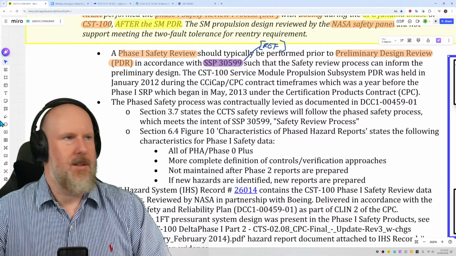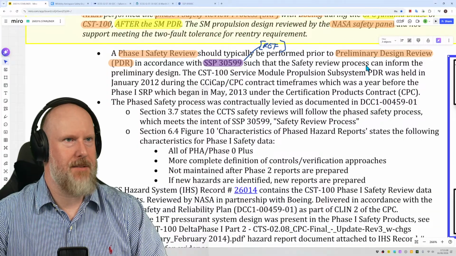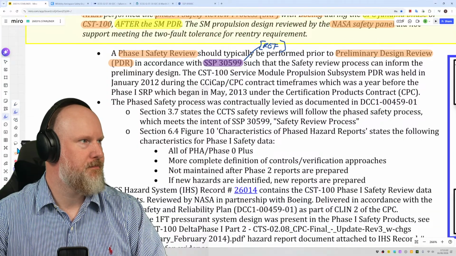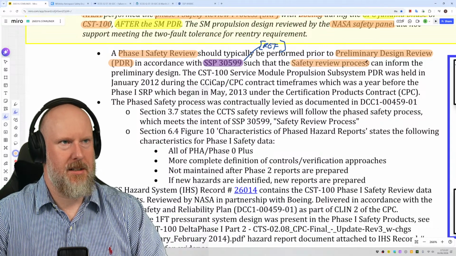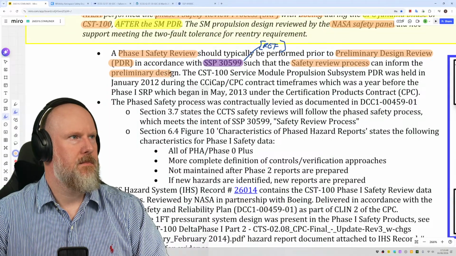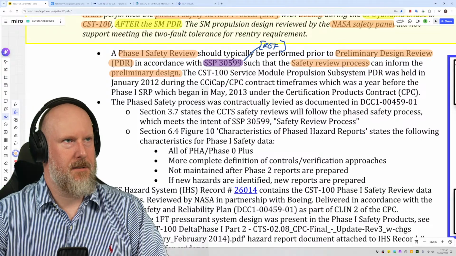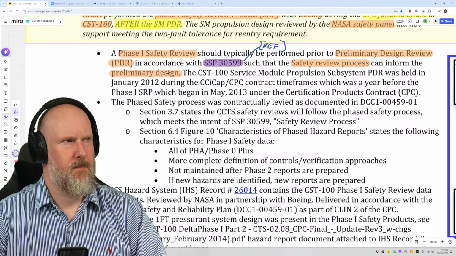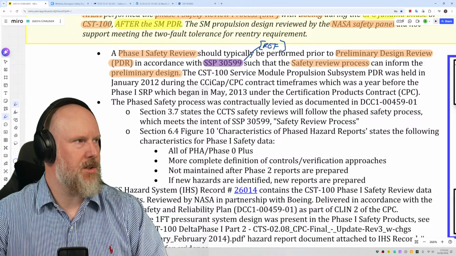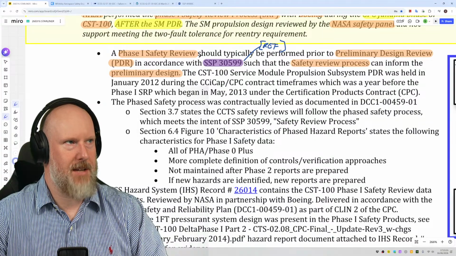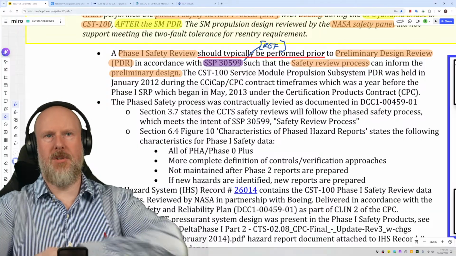Okay, so let's have a look. So, in accordance with the safety review process, such that the safety review process can inform the preliminary design. Just to emphasize this, a phase 1 safety review should typically be performed prior to the preliminary design review.